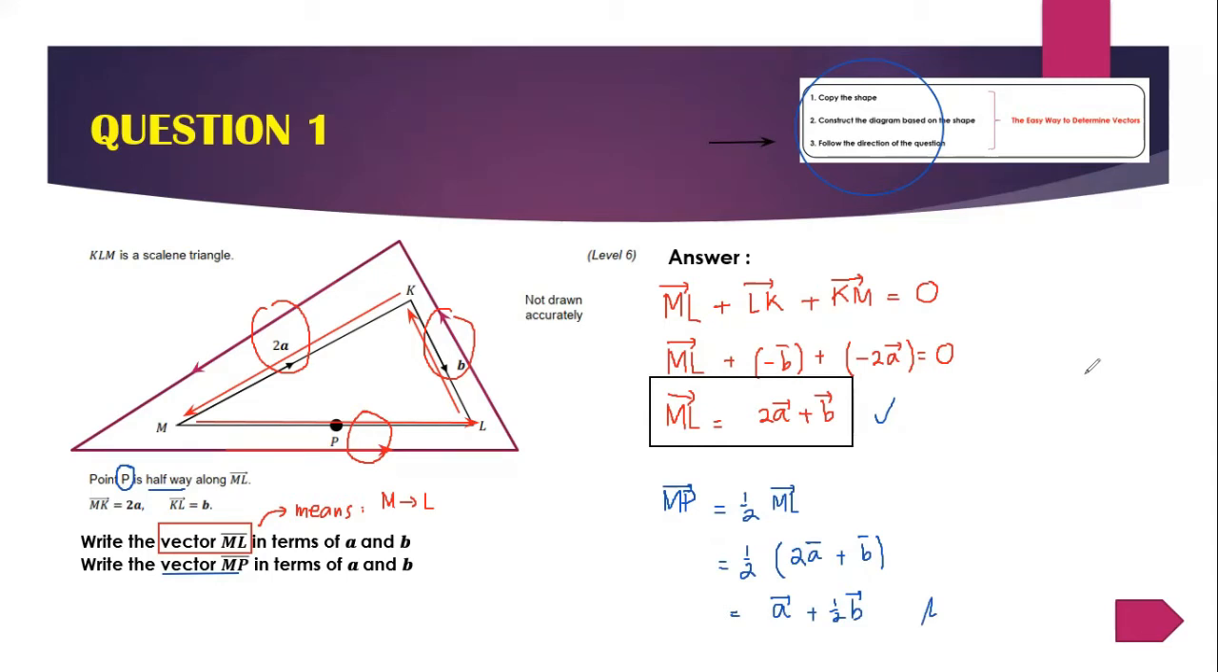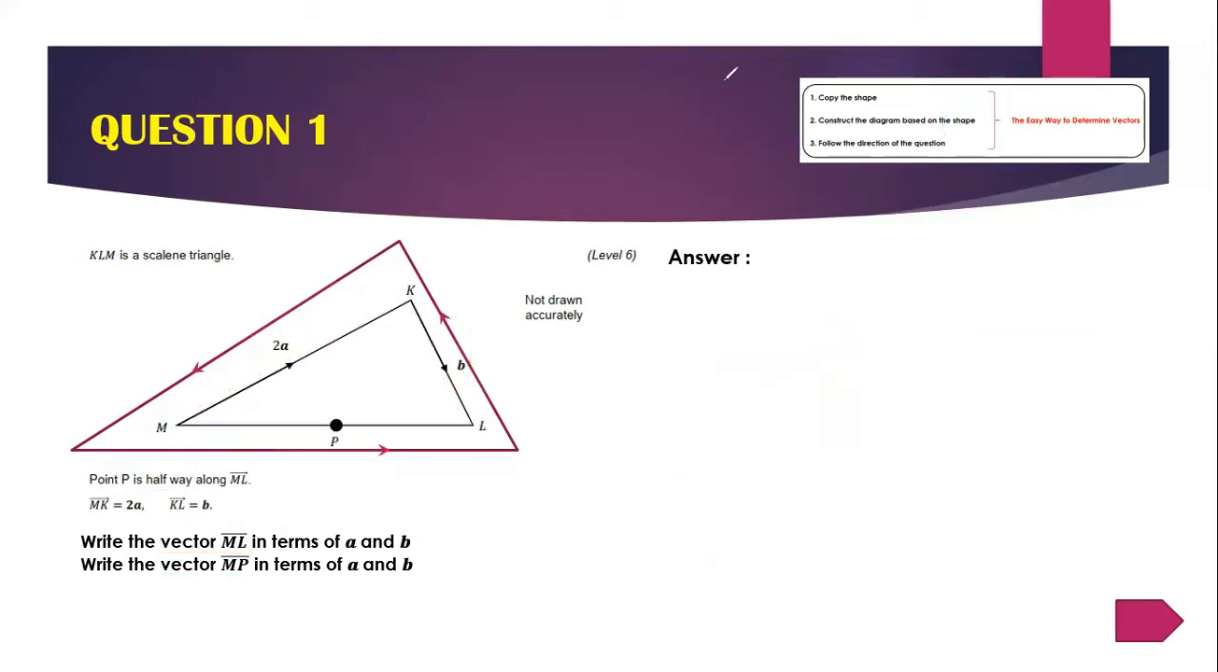Very good. Okay, there are 3 steps to determine a factor based on the diagram. Number 1, copy the shape. Number 2, construct the diagram based on the shape. And number 3, follow the direction of the question. Is it clear to you, everyone? Very good. Next.